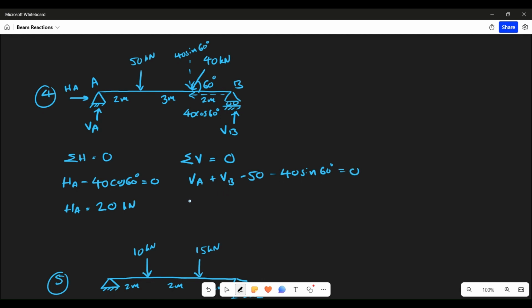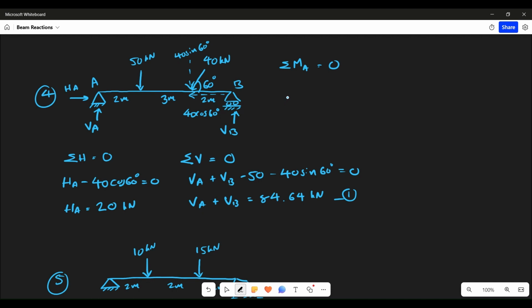Okay. So simplifying this, you will get VA plus VB is equal to, let's take the two forces on the other side. They will become positive: 50 plus 40 sine 60. You get 84.64 kilonewton. Let's call this equation 1. Now move ahead to the final equation, that is sigma M at A is equal to 0.